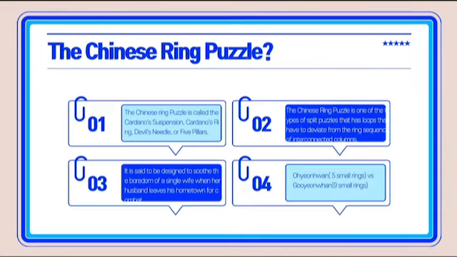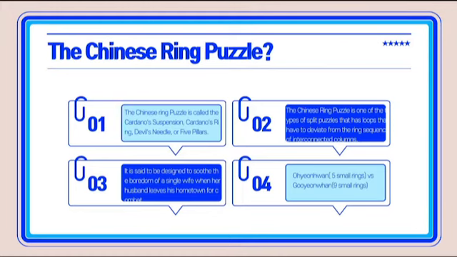to the instrument. So first, the Chinese ring puzzle is called the Cardano suspension, Cardano's ring, the devil's needle, or 5 pillars. The Chinese ring puzzle is one of the types of split puzzles that has loops that have to deviate from the ring sequence of interconnected columns. It is said to be designed to soothe the boredom of a single wife when her husband leaves his hometown for combat. As you see in number 4, Oyeonhwan means a Chinese ring puzzle with 5 small rings, and Guyeonhwan means a Chinese ring puzzle with 9 small rings.